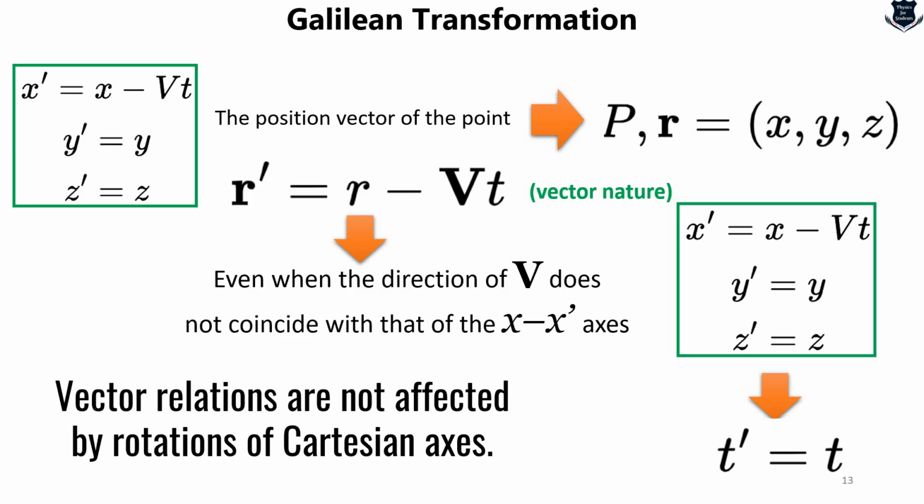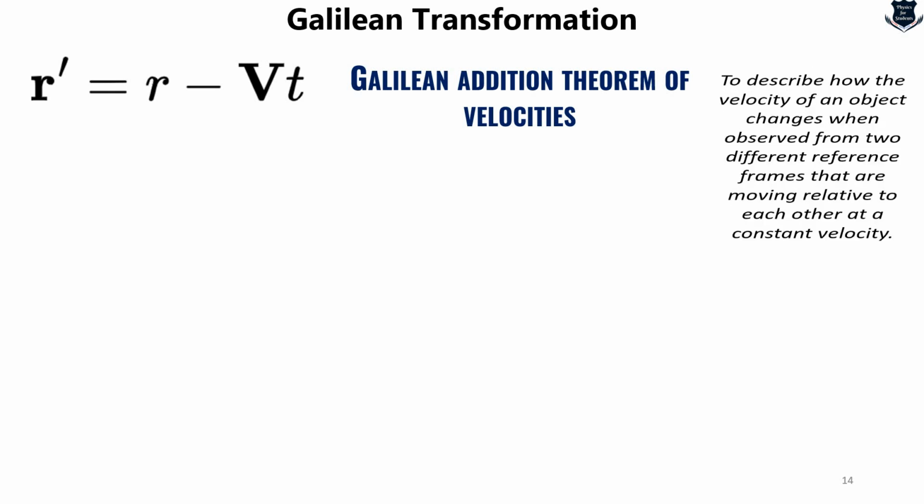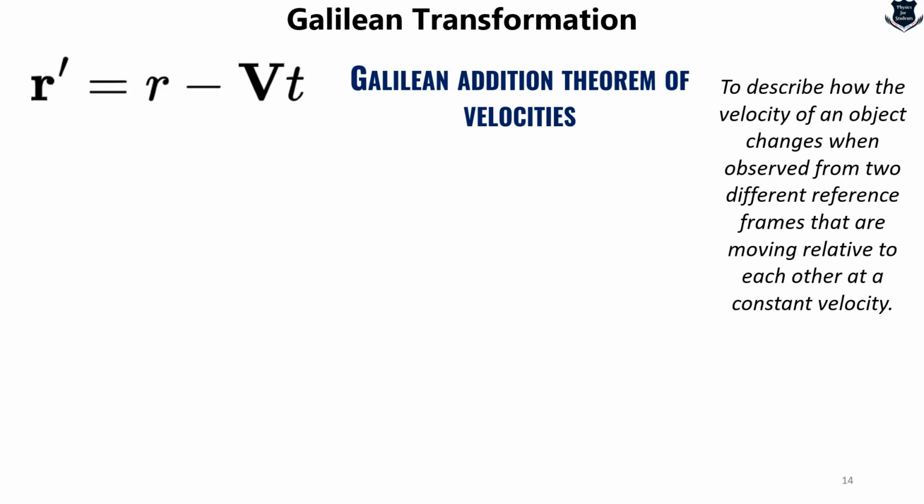Now, the next aim, what we are trying to understand from this Galilean transformation, is that given this equation, can we find what is called the Galilean addition theorem of velocities? Now, hold on. I will try to explain in very simple words. What do I mean by this? It means describing how the velocity of an object changes when observed from two different reference frames that are moving relative to each other at a constant velocity, obviously, because this is classical physics and the Galilean transformation deals with constant velocity.